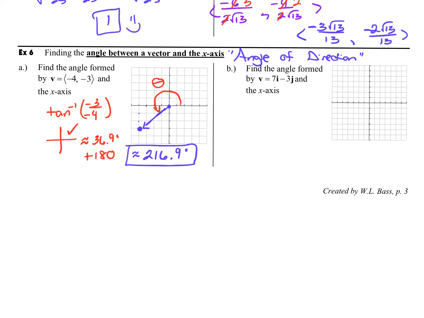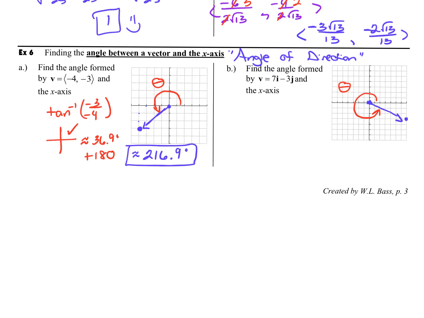On our next problem, I've given it to you in the component form, but it is still assumed to be a position vector. So it's going to start here at 0, 0. This time we're going to go over 7 and down 3. And 1, 2, 3. That's going to get us to here. And this is our angle. This is the answer that we're looking for.